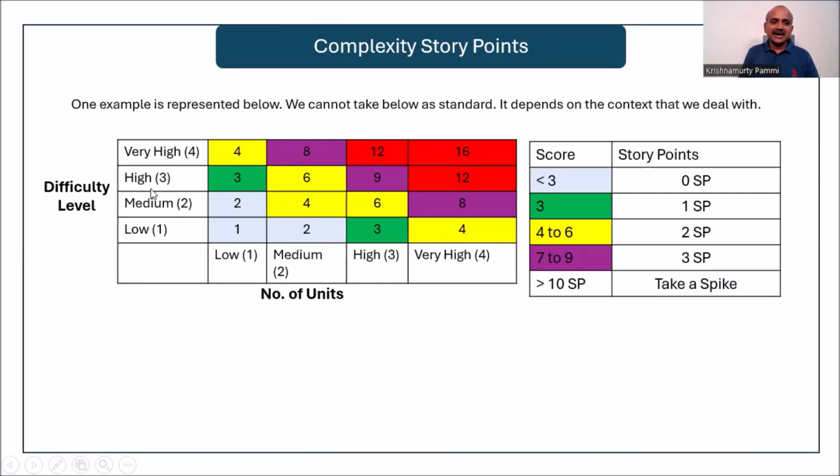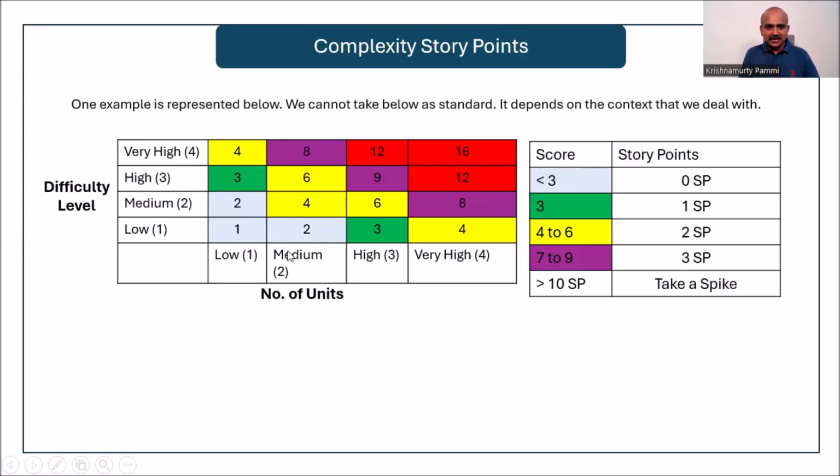Okay, low, medium, high, and very high. Now what happens is, the score in this particular quadrant is the multiplication of number of units multiplied by the difficulty level. So for low, 1 multiplied by 1 is 1, 1 multiplied by 2 is 2, 1 multiplied by 3 is 3, 1 multiplied by 4 is 4.